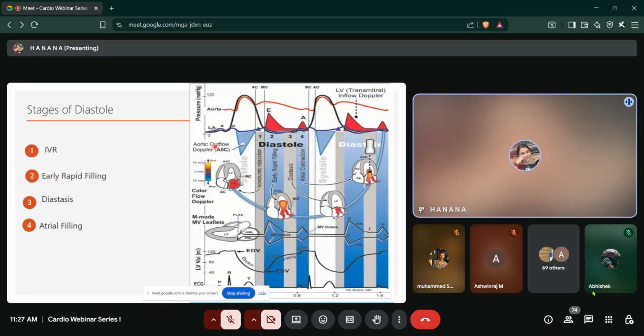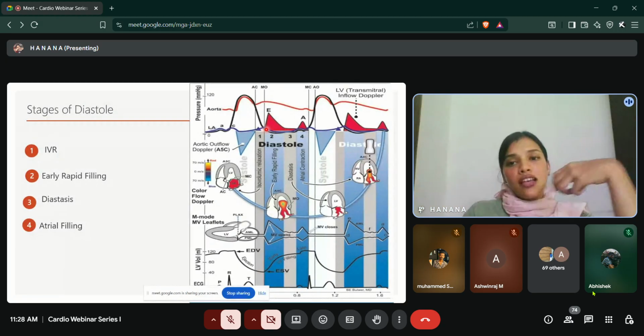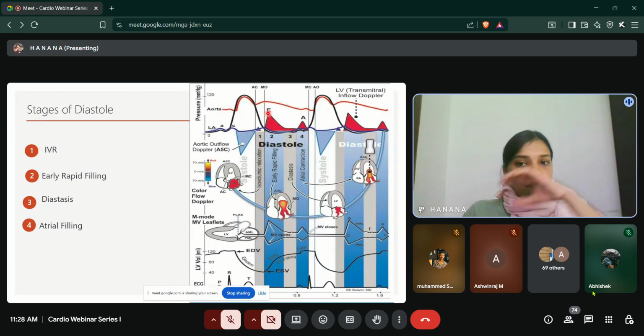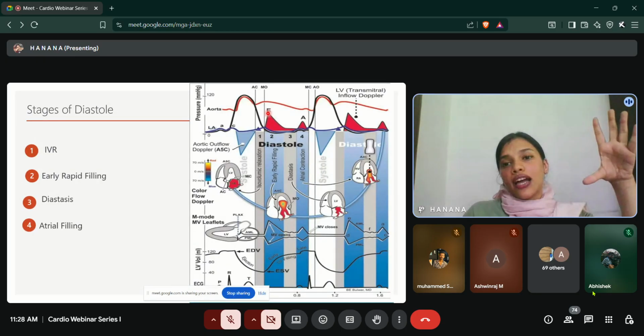And after that, the early rapid filling phase. Now we can see this blue line, which is the left atrial pressure. From this phase, the left atrial pressure takes over the left ventricular pressure. So the valve opens, because there is a pressure difference between the left atrium and the left ventricle. The mitral valve is open right now, and because of the pressure difference, the blood is pushed into the left ventricle. That's why the E phase is called the early rapid filling phase.